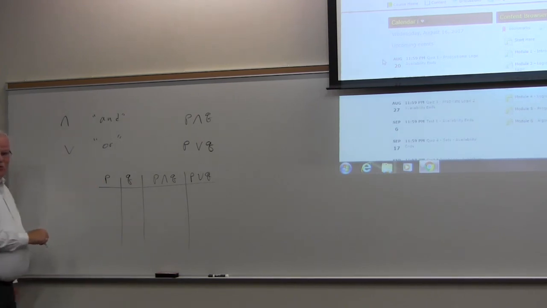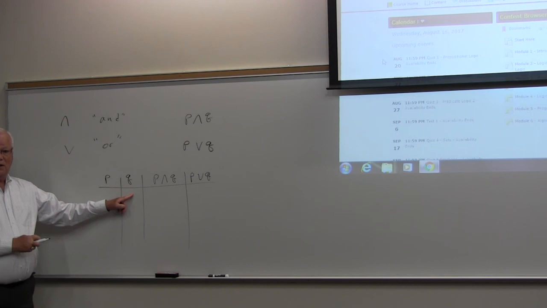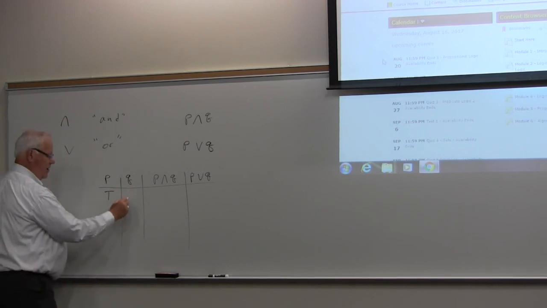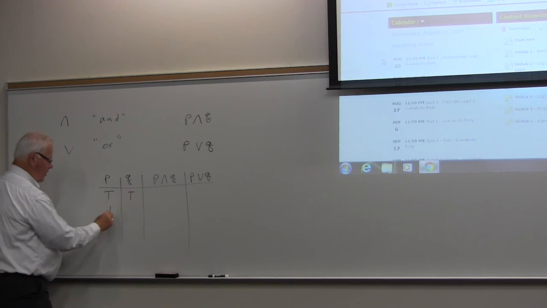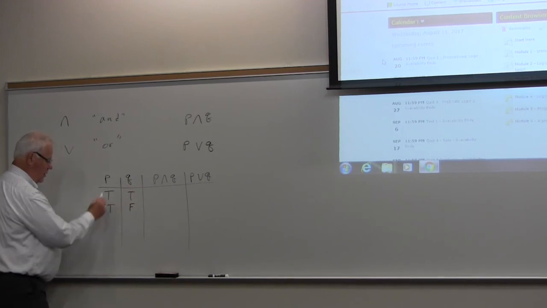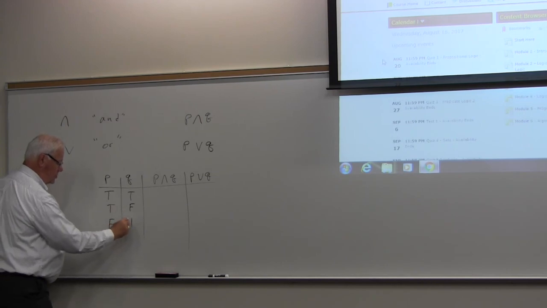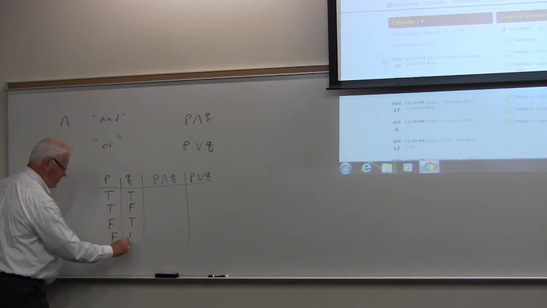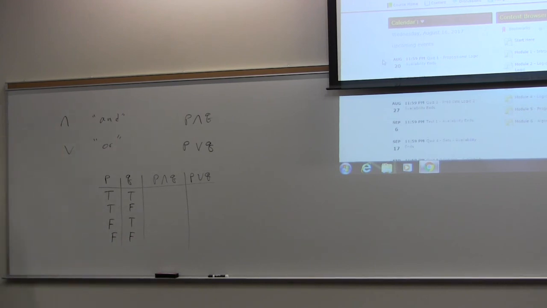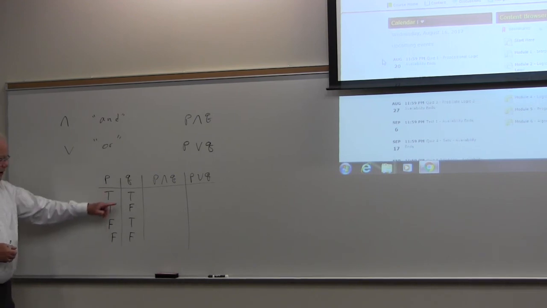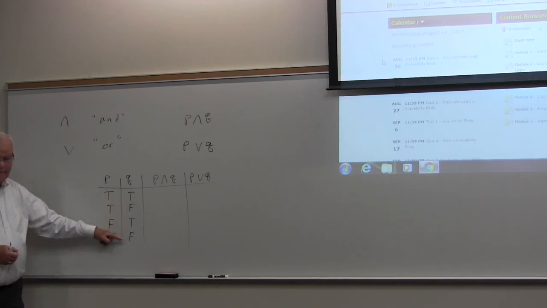So, the P can be true or false, but I want to get all combinations of T's and F's for these two variables. So what I'll do is I'll talk about the case where they're both true, where the P is true and the Q is false, where the P is false and the Q is true, or where they're both false. Now that's every possible combination of T and F for those two. And what I did was I took half of the rows here and made them T's and half F's. And I made these then alternate half of what these were. So if these are two and two, this is one and one, okay?